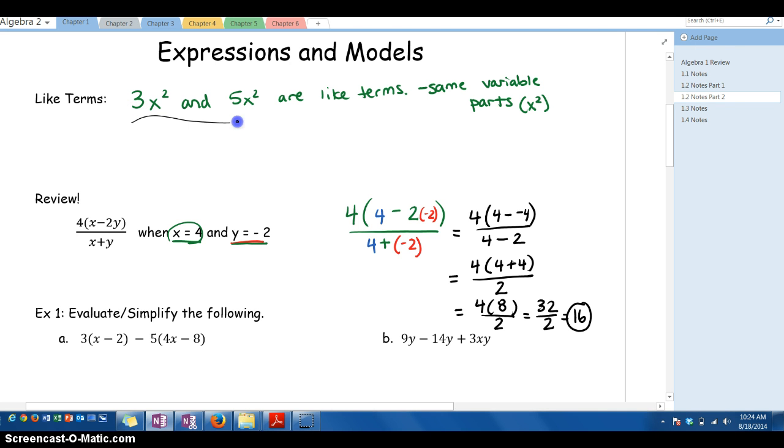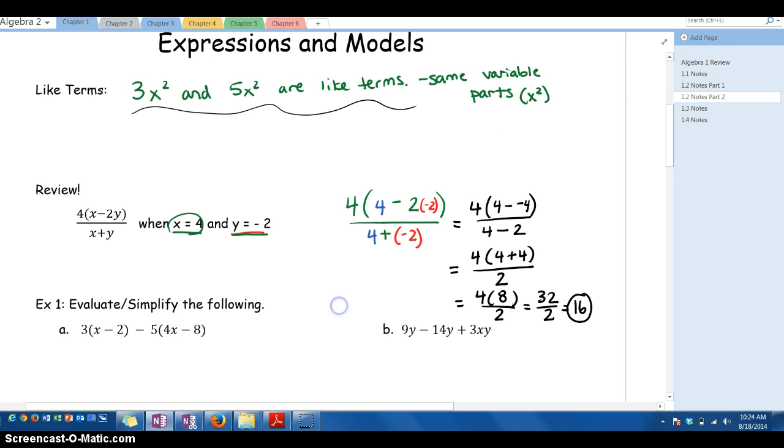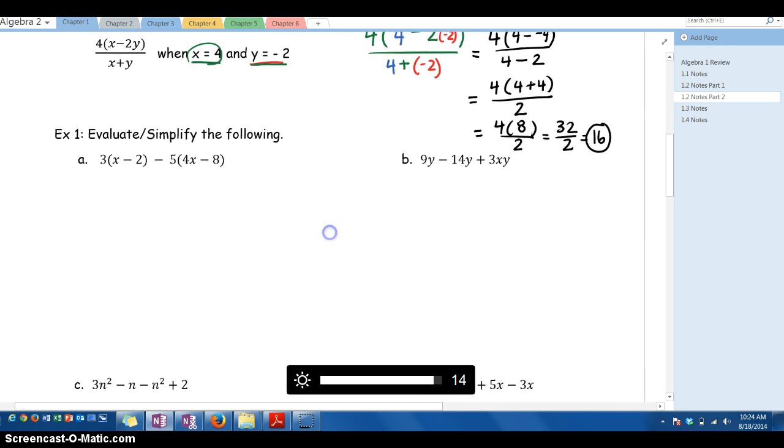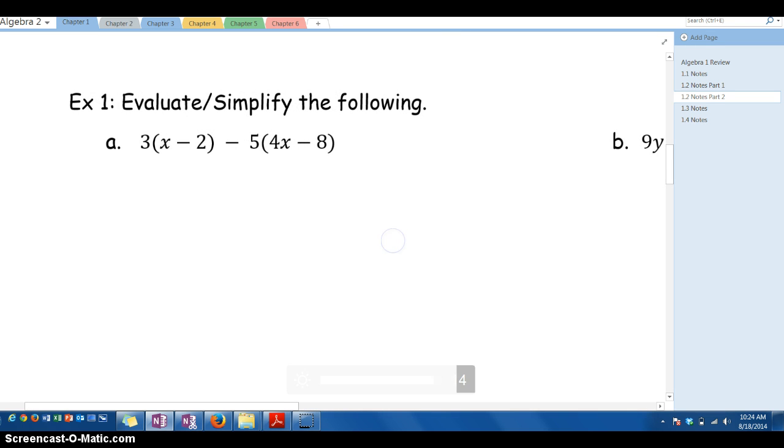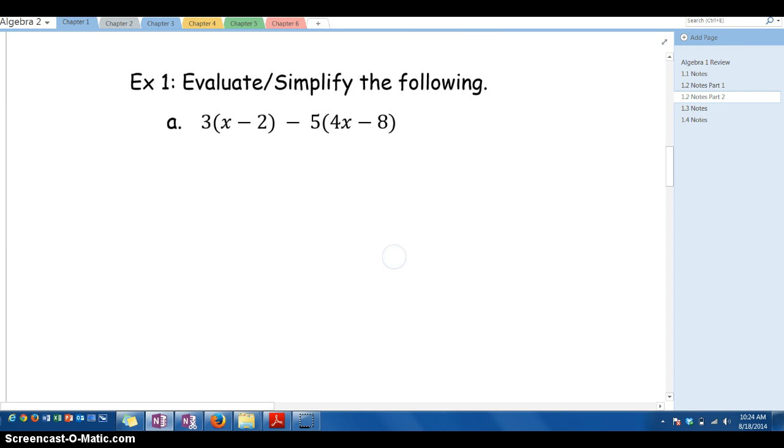Alright, let's go back to this idea of like terms now that hopefully it's sunk in. Like terms are things that look the same, so same variable parts. So let's look at example number 1. It says evaluate the following, and they're giving us this expression. So what we're going to do is simplify it a little bit, and then we'll add the like terms.